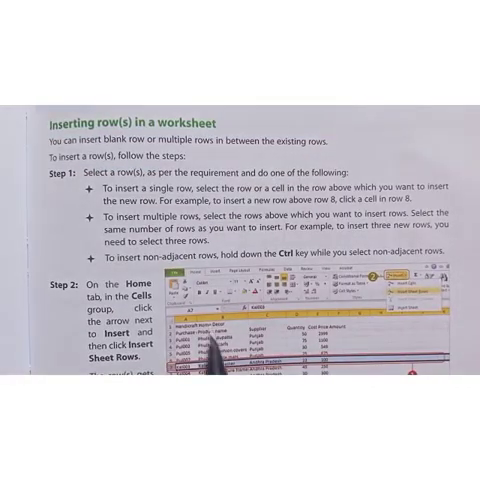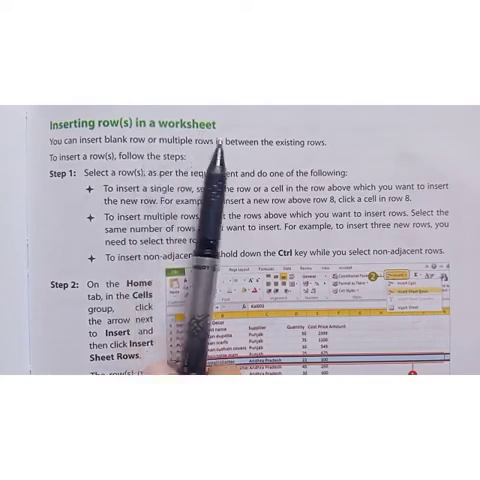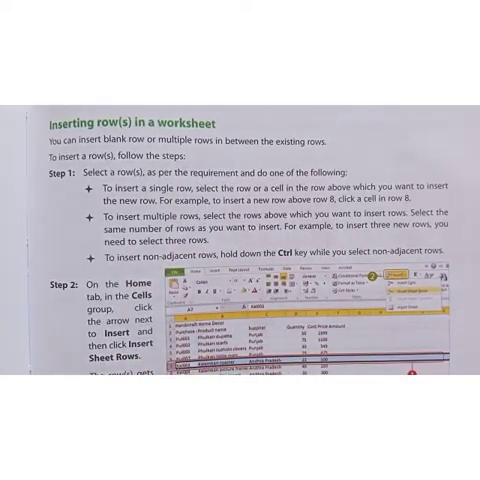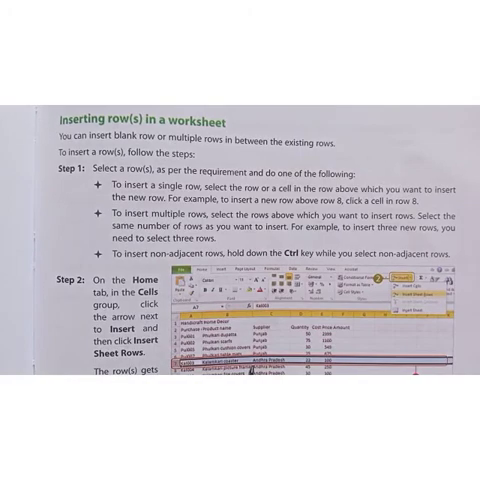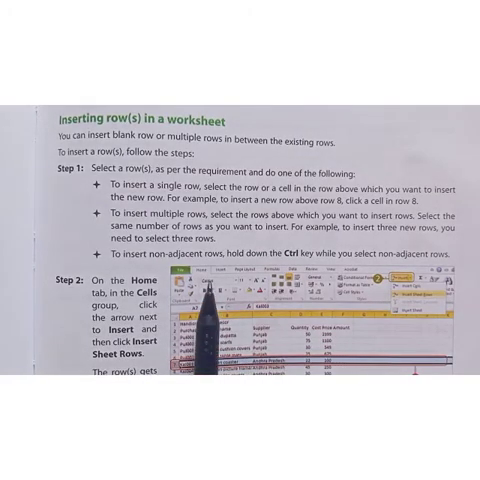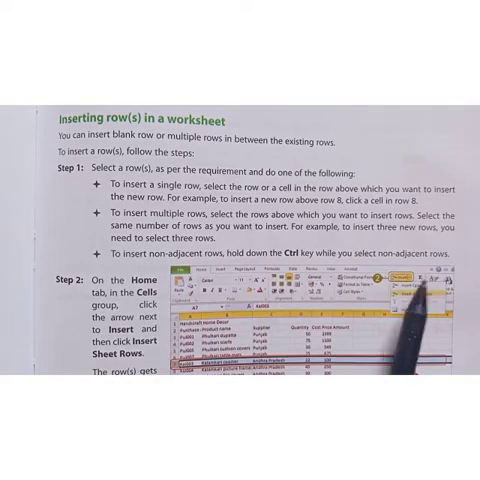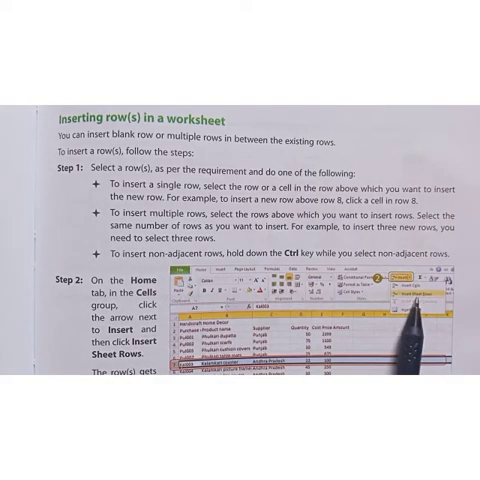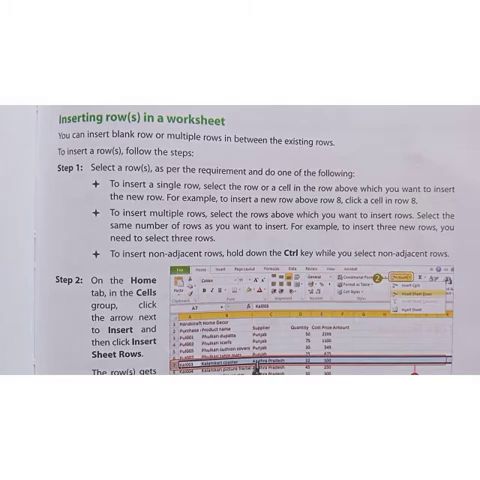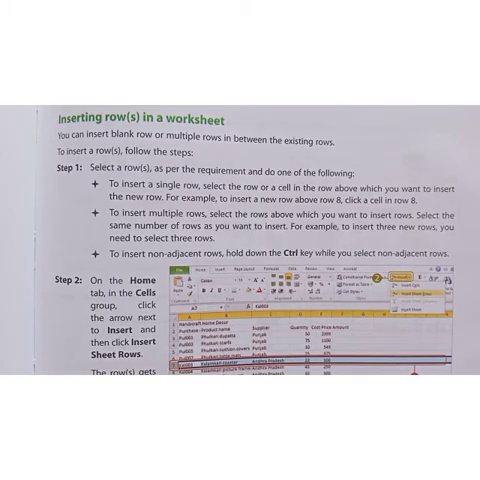Next we will see how we can insert rows in a worksheet. To do this also, first we need to select the row where our new row is to be inserted. Then we will again go to the Home tab and move to the Cells group. In the Cells group we will click on the Insert option. In the Insert option we will click on Insert Sheet Rows. When you click on this, a row will get inserted just above this. This way you can insert the row. Similarly, the column will also be inserted.